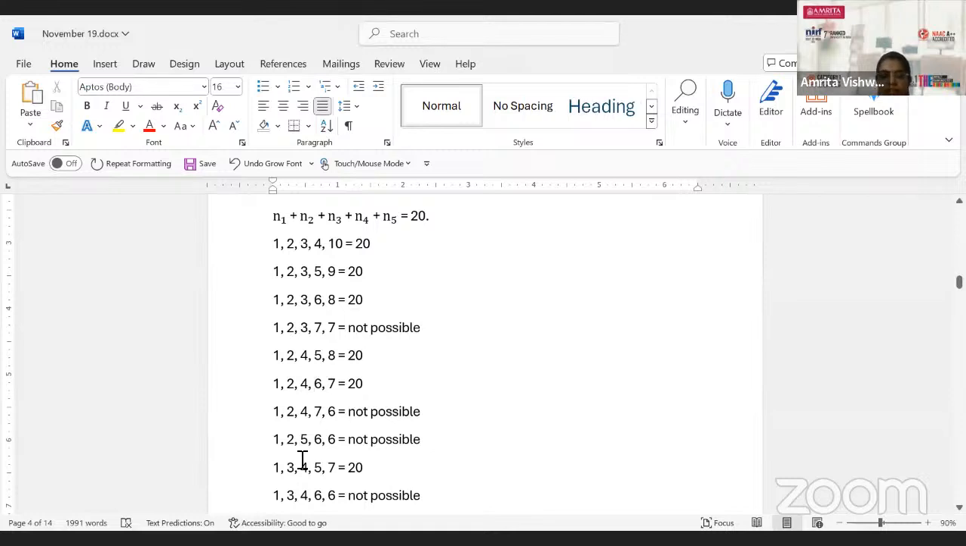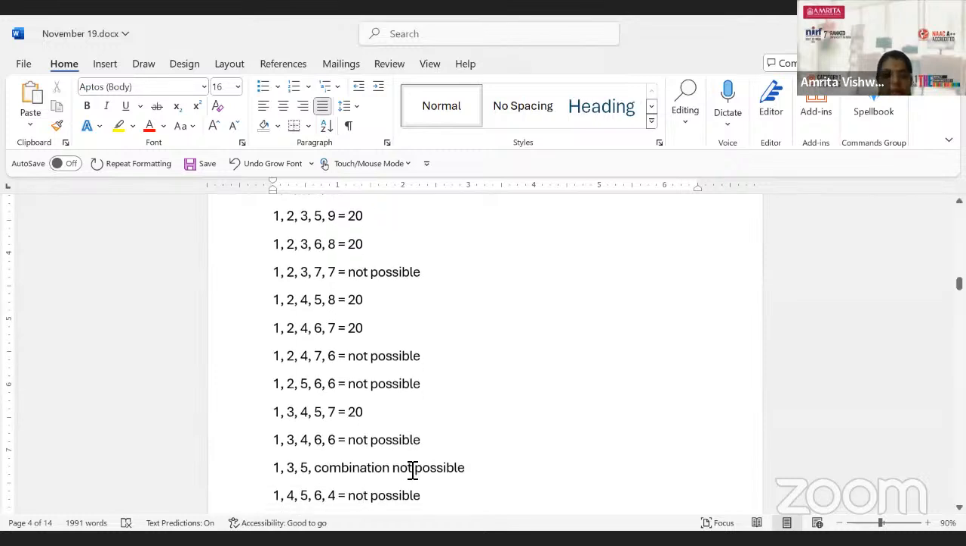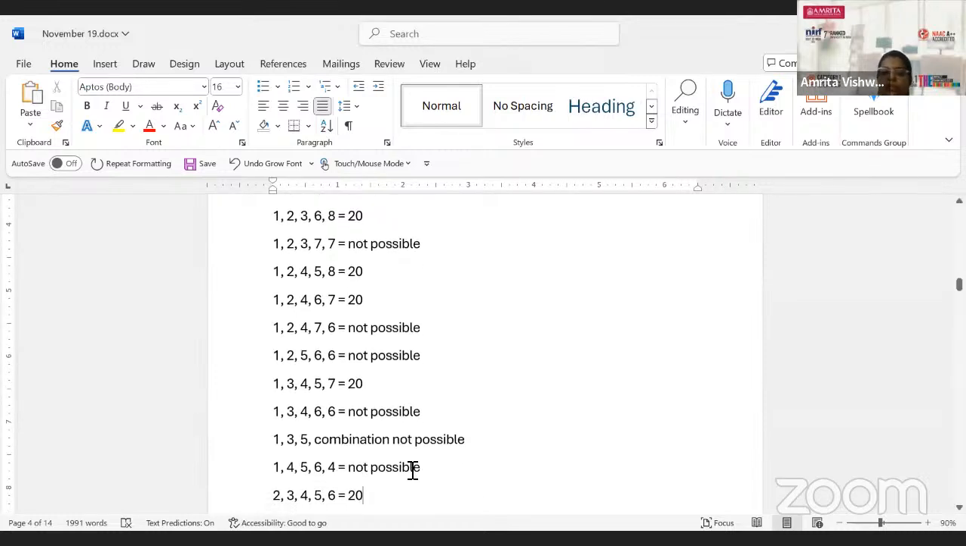Now after 1, 2, 5, you can move to 1, 3, 4. There is a combination that's possible. When it comes to 1, 3, 4, 6, no further combinations are available. When it comes to 1, 3, 5 also, it's already 9. So no two number combinations are available. And you can increment 3 as 4. So there is no combination that's possible. Because 1, 4, 5, at least 6, 7, so it's not equal to 20.